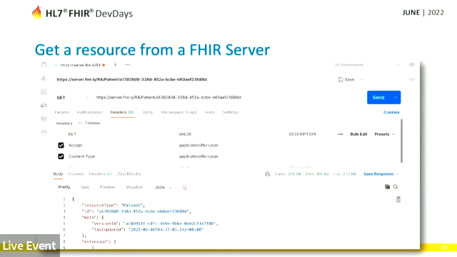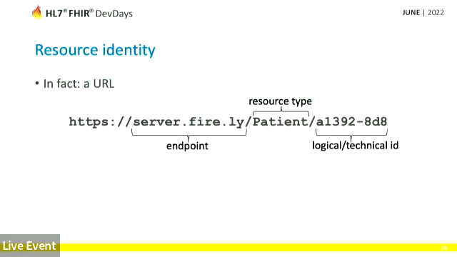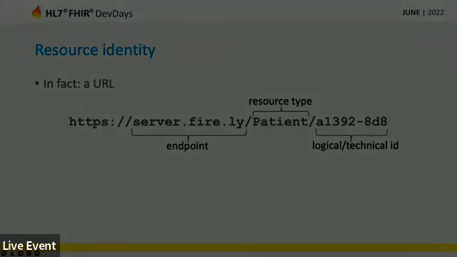But of course, let me first talk about the resource's identity. FHIR has chosen to have each resource that's persisted on a system to have an identity. And that identity, I usually call it a technical identity. Some people call it a logical identity. That identity is in the form of a URL. So what you see here is that we have our endpoint. You can have a path attached to that as well if you want, no problem.